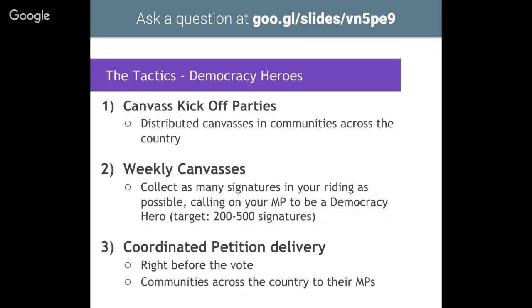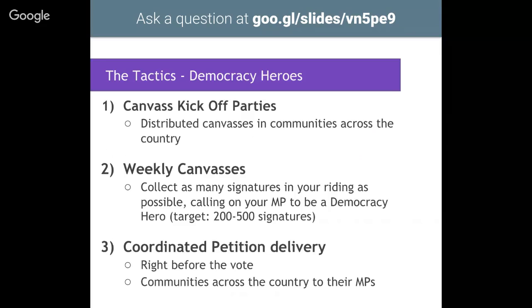So what I'll explain now is how we actually plan to build power in these ridings. What are the main tactics? I'm going to be speaking specifically about collecting signatures and canvass kickoff parties. This is going to start to make more sense about what the box on the side of your screen is and what we're asking you to sign up for. We're asking you to sign up to host a canvass kickoff party. This can be in your living room, at a local farmer's market or a community center, but we're hoping that groups of like-minded people will get together in communities across the country and get out there talking to our neighbors, talking to the public, and asking them to sign our petition calling on our MPs to be democracy heroes.